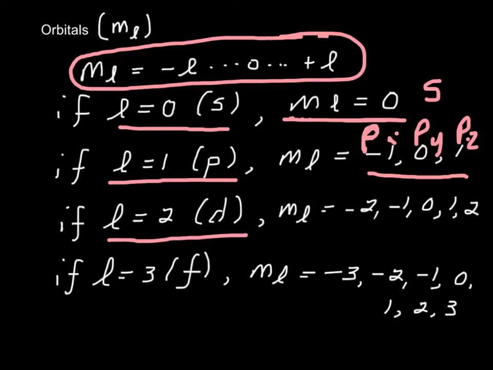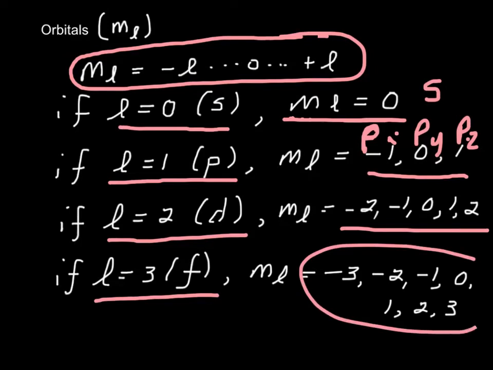L equals 2, which is your D sublevel, has 5 pieces. The dxy, the dyz, the dxz, the dx squared minus y squared, and the dz squared. Yes, I said that fast. Don't memorize it. Okay? The F sublevel has 7 pieces.